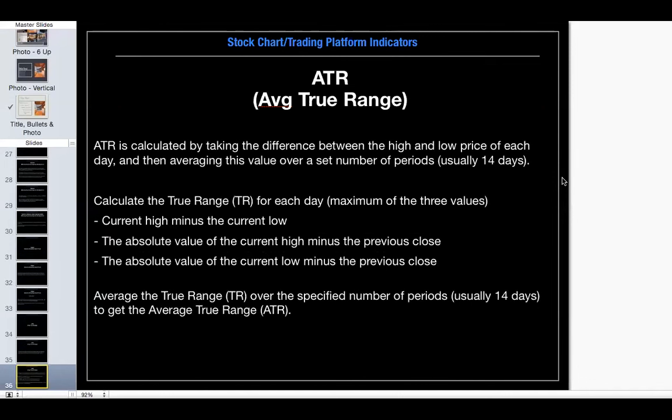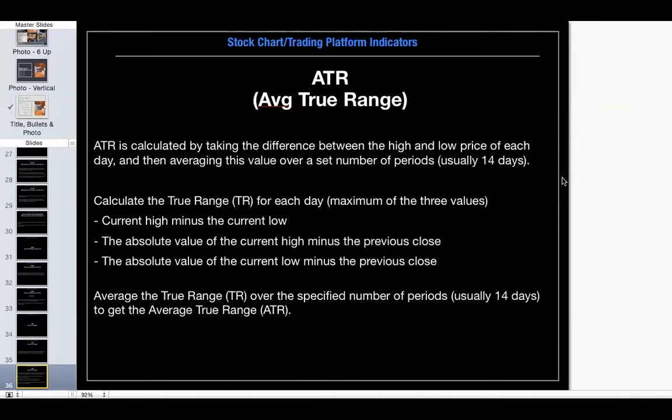I talked about this in a previous training, but to touch on it, it's calculated by taking the difference between the high and low price of each day, and then you average the value over a set number of periods, which is usually 14 days. You calculate it based on the maximum of three values: the current high minus the current low, that's one way to do it; the absolute value of the current high minus the previous close; and the absolute value of the current low minus the previous close. Those are the ways you measure the ATR.